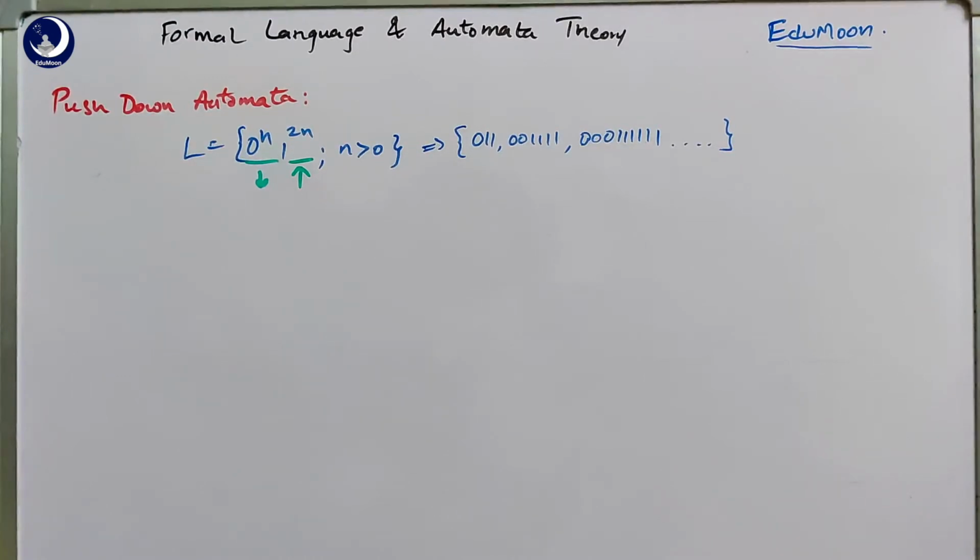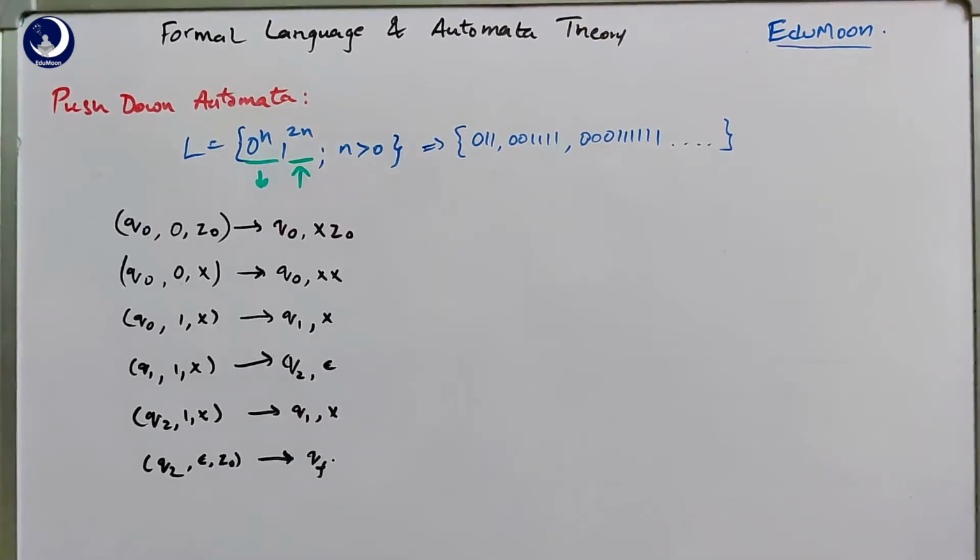We write the production rules for this. These are the transition functions we have written for the language. You can check here. The first one is q0, 0 on z0: in the state q0, reading input symbol 0, with the top of the stack being z0, which is what we initially put in the stack. Then we push an x into the stack, indicating the presence of a 0. So simply we have taken x here.